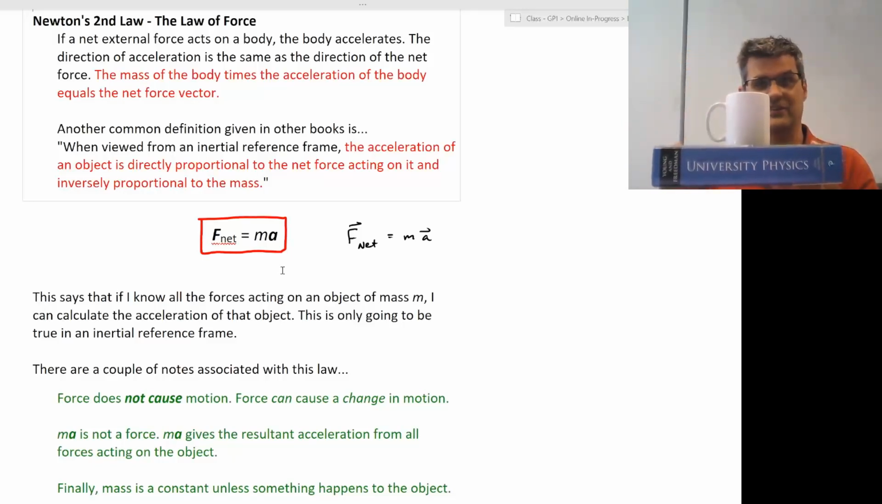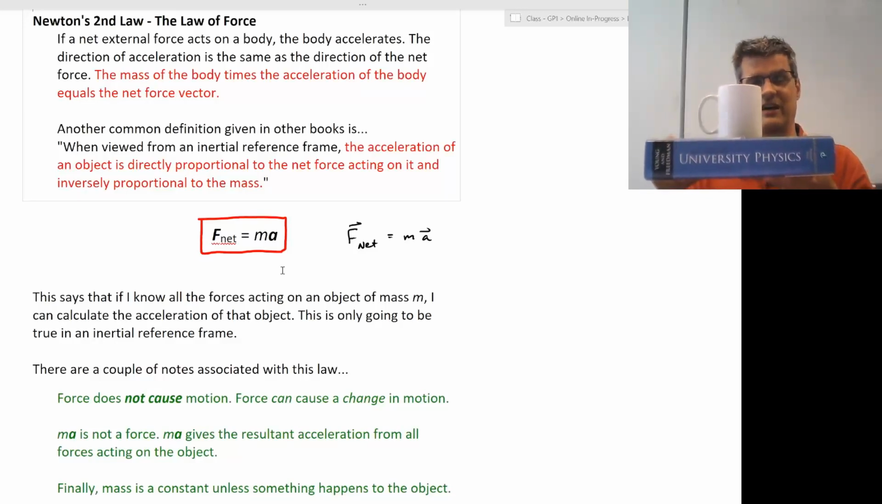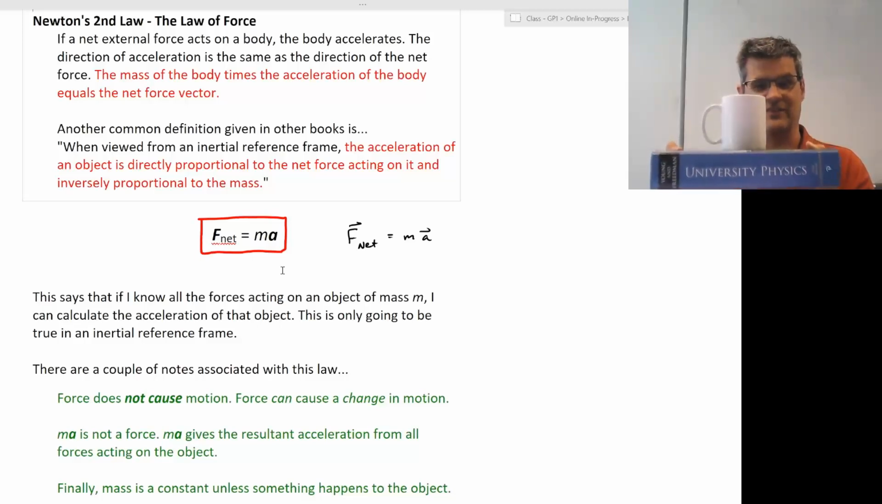And I don't see it accelerating. So because it's not accelerating, the vector sum of those two forces on the object must balance. The vector sum of the forces is equal to zero. And that's why we don't have any acceleration. That's fine.